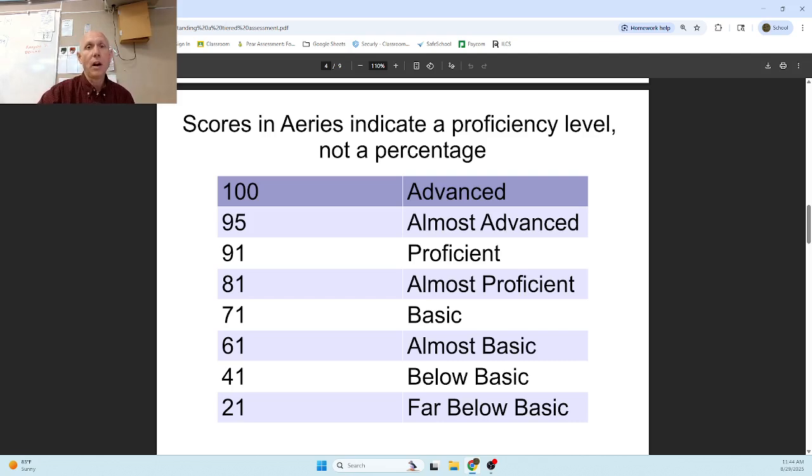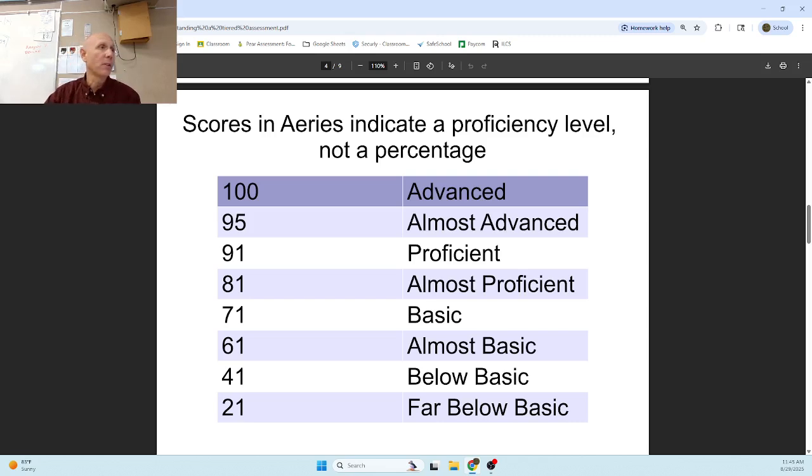95 indicates almost advanced. A 91, which is the sweet spot, is indicating proficiency. 81, almost proficient. 71, basic. 61, almost basic. 41, below basic. And a 21 is far below basic. So the scores you're seeing in Aries are not percentages, they are proficiency levels.